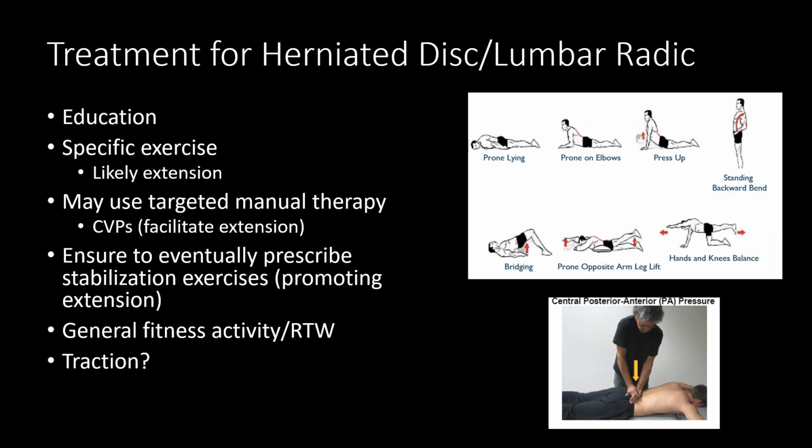And so what's the treatment for herniated disc or lumbar radiculopathy? Well, if we think back to our treatment-based classification scheme, these are folks that we're going to likely want to fit into that specific exercise group, and they're likely going to respond to extension type activities. And on the right there, we show you a prone progression, right? Prone lying, prone on elbows, prone press up, and then a standing backward bend. And we're also going to want to use our central vertebral pressures to facilitate lumbar extension. And so we see that down at the bottom.